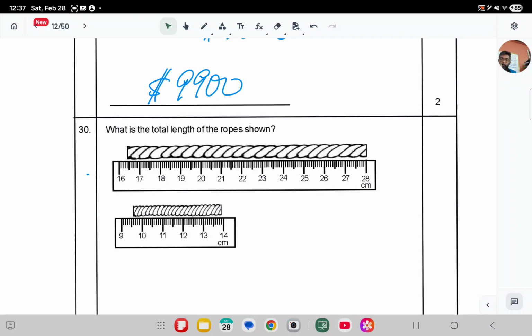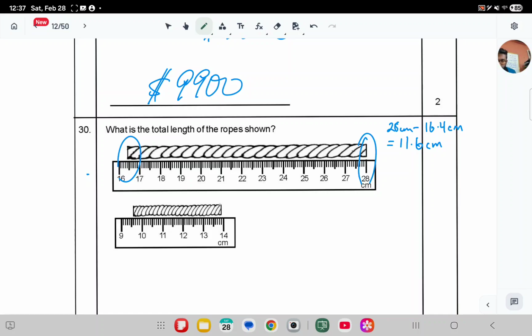Based on this information here now, we see that the ruler doesn't start at 0. So therefore, to calculate the length of each rope, we need to take the point at which it ends, in this case 28 centimeters, subtract the point at which it starts, which is 16.4 centimeters. And that will give us 11.6 centimeters.